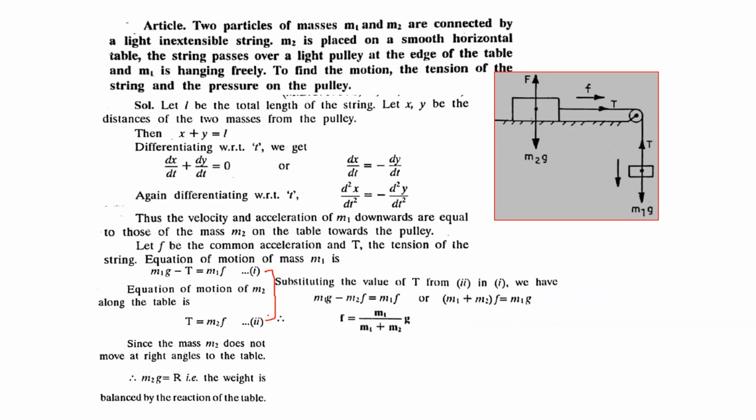Firstly, from equations 1 and 2 we will find the value of a. We can substitute the value of T here, so we will get m1g minus m2a equal to m1a, so the value of acceleration is m1g over m1 plus m2. We have to remember this value. The difference from when both particles are in vertical position: there the acceleration was (m1 minus m2) over (m1 plus m2) times g, but here it is only m1g upon m1 plus m2.